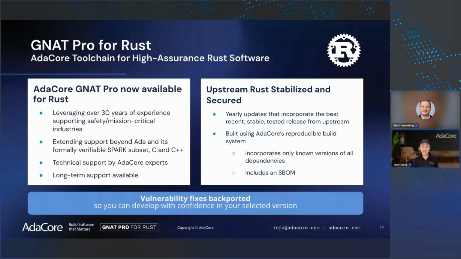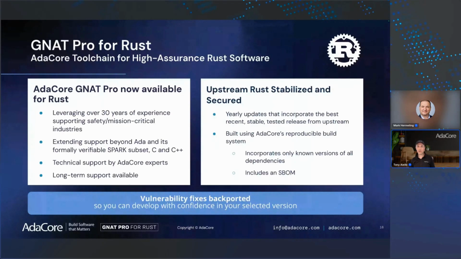A really great thing about GNAT Pro for Rust is that if there's a critical vulnerability opened against one of the tools that we have delivered to you, we will take the fix for that vulnerability and backport it within that year so that you have ongoing support for the version of Rust that you've chosen. This is different from what happens in upstream. In upstream, if a vulnerability were discovered, you would have to move to a new version of the toolchain in order to pick up the fix for that vulnerability.